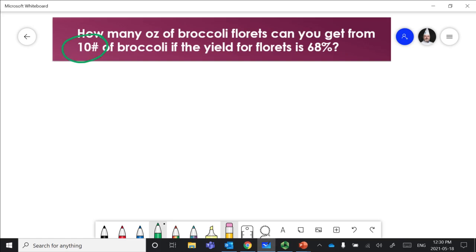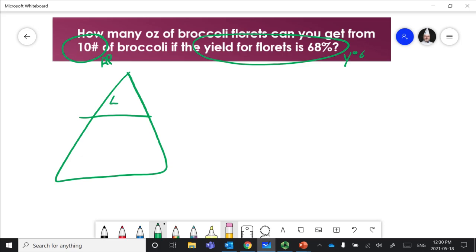So right off the bat, 10 pounds. Is this edible portion or is this as purchased? How many ounces of broccoli florets can you get from 10 pounds? So that tells me that's AP. Well, and then it tells me right here that this is a yield percentage, so I know that's a yield, right? So we have our nice triangle: EP over AP times yield percentage.